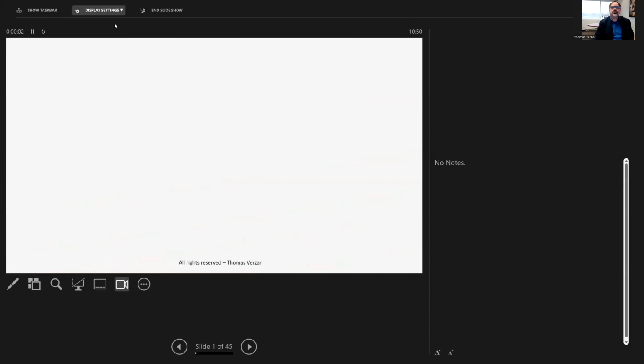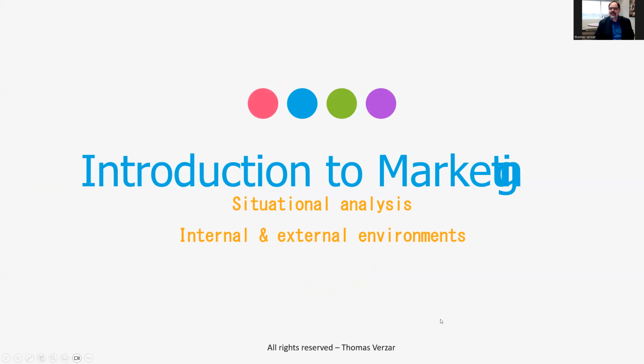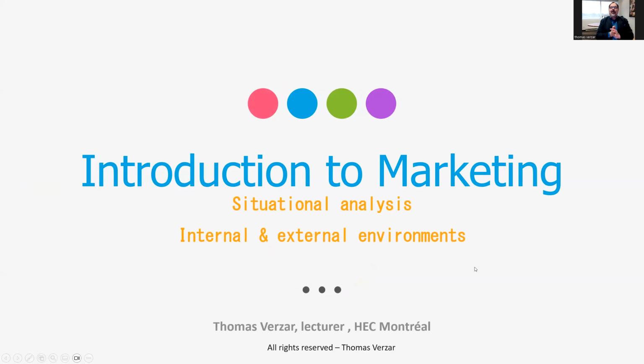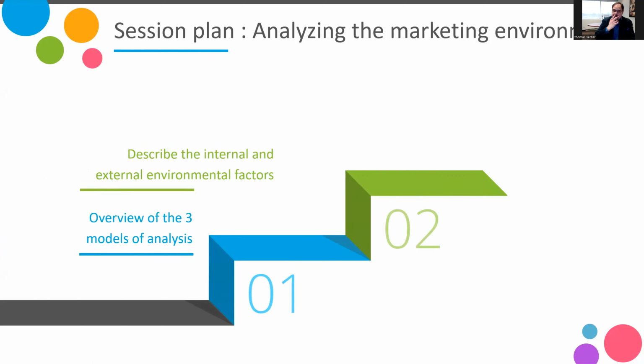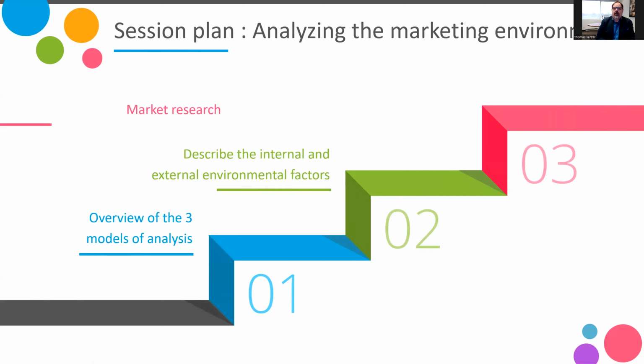Let's go ahead and change the display setting. And there we go. So, introduction to marketing, situational analysis, looking at the internal and external environment in which the company is operating. As I mentioned to you, the very first part of this class is a quick overview of the three models. And you're going to see that I use an example of a helicopter. This is a memo technique that I've developed, which I think will allow you to have a visual sense of these particular three models.